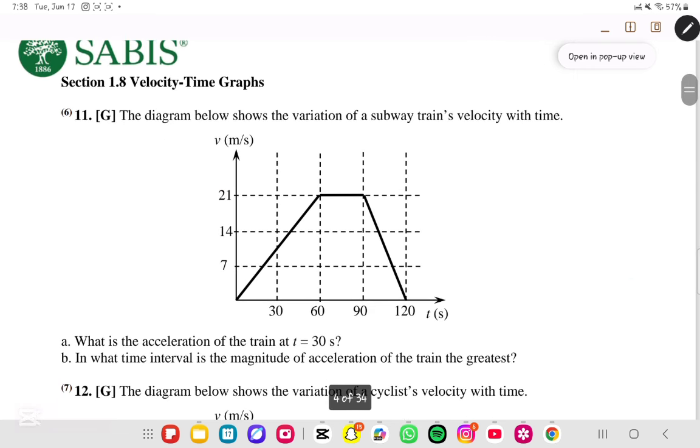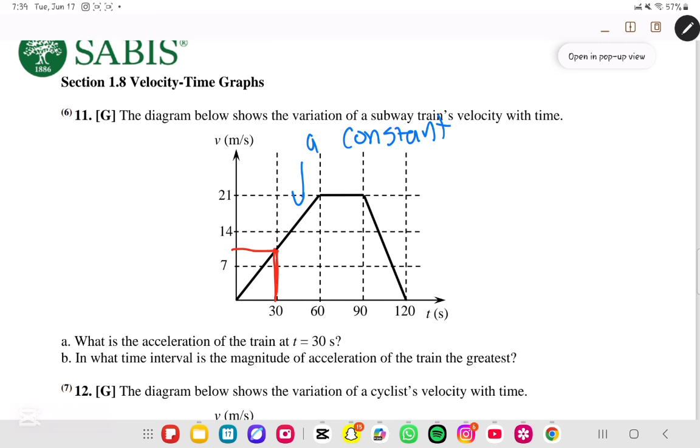We will move on to section 1.8. What does it say in section 1.8? The diagram below shows the variation of a subway train's velocity with time. What is the acceleration of the train at time 30 seconds? So at time 30 seconds, we will need to find the acceleration of the train. As you can notice, it is a straight line. Because it's a straight line, that means the acceleration is constant.